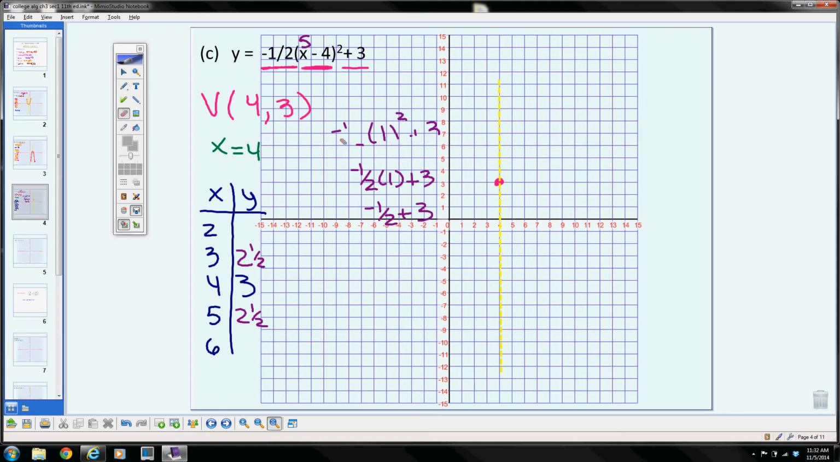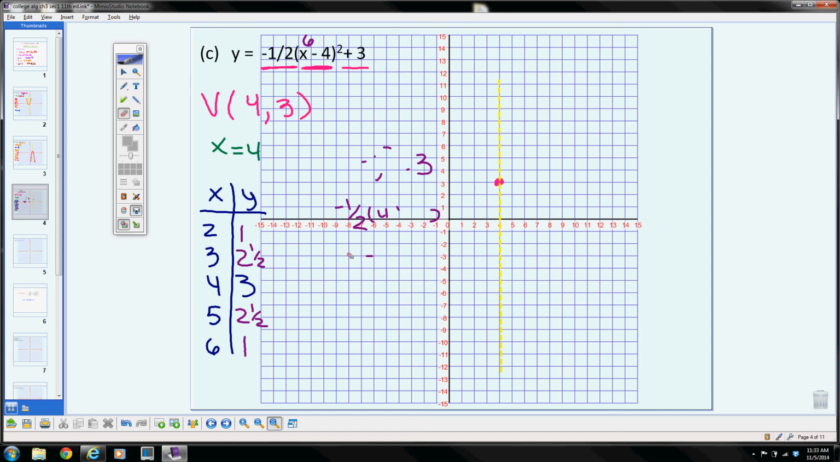So let's try 6 and see what we get for 6. I go back up here and I change this to a 6. 6 minus 4 is 2. So I have -1/2 times 2 squared plus 3. 2 squared is 4. That'll be -1/2 times 4 plus 3. -1/2 times 4 would be a -2 plus 3, which is equal to 1. So I know I should have a 1 here. And I also know from symmetry that when x is 2, y is going to equal 1.